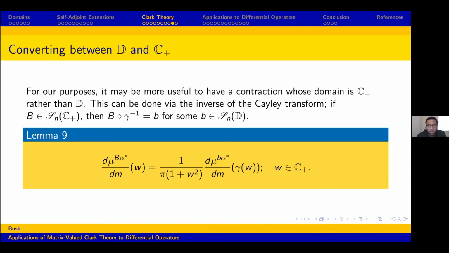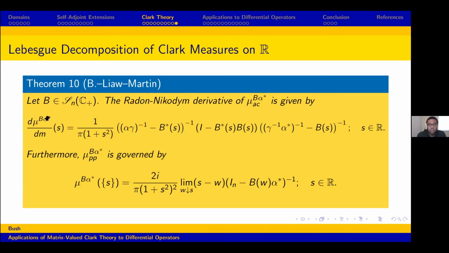Okay, so with that in mind, we can translate the results on the previous slide to talk about an n by n contraction with input in the upper half plane, and we have these two results. Again, if you squint at this long enough, you can see that you're going to end up getting an operator times its adjoint. So you're going to get non-negative definite, or actually positive definite, my apologies. And the pure point part is again governed by a limit that has a term guaranteed to go to 0.